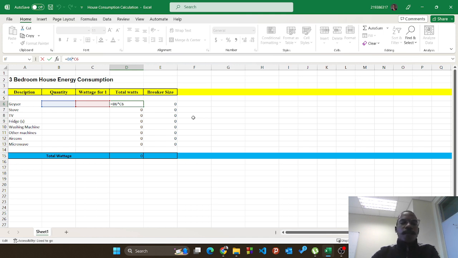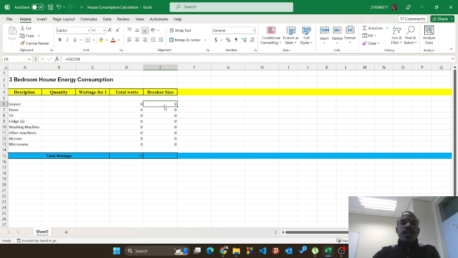And the breaker size, this is just the wattage for one divided by the 230, because we are in Namibia and we know that we have a standard of 230 volts associated with the household based on the Namibian Statistics Institute.